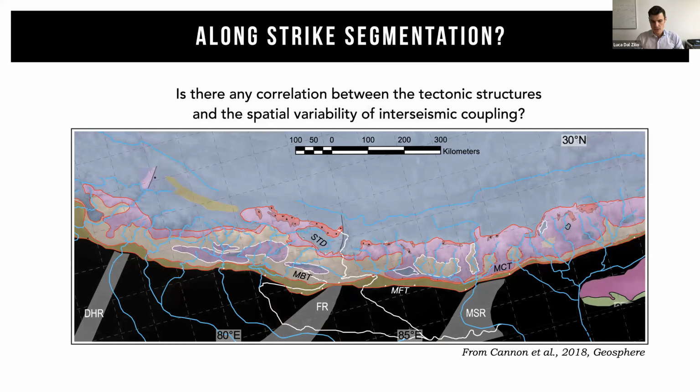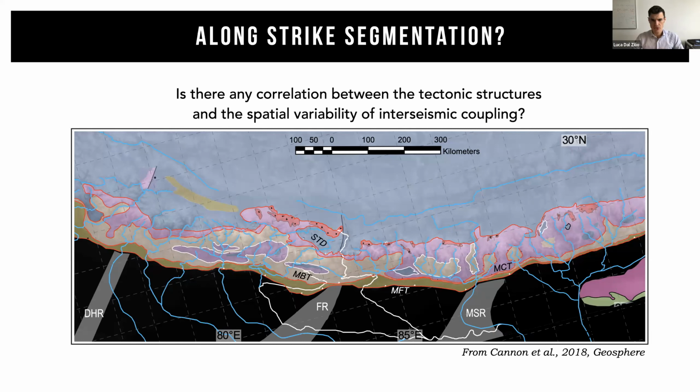After obtaining this coupling distribution, we try to look at the distribution of tectonic and structural features to find any sort of correlation between our coupling distribution, which represents a present-day snapshot, and the tectonic features developed over millions of years of evolution.